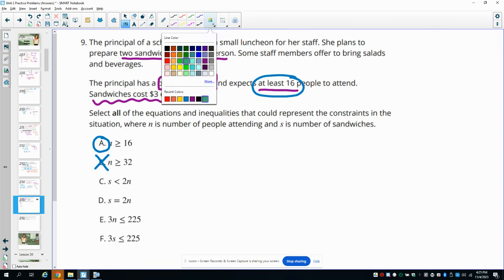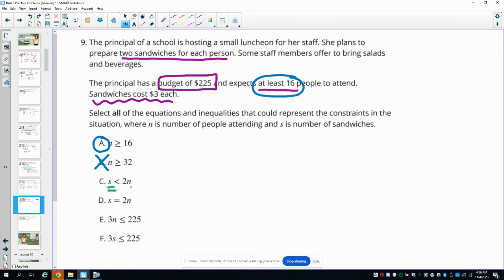C is talking about the sandwiches and the number of people. She said that she's going to prepare 2 sandwiches per person. So the sandwiches are going to equal 2 times the number of people that show up. So she needs to have S equals 2n, not S is less than 2n. So she wants to have the sandwiches equaling out to 2 times the number of people that show up.